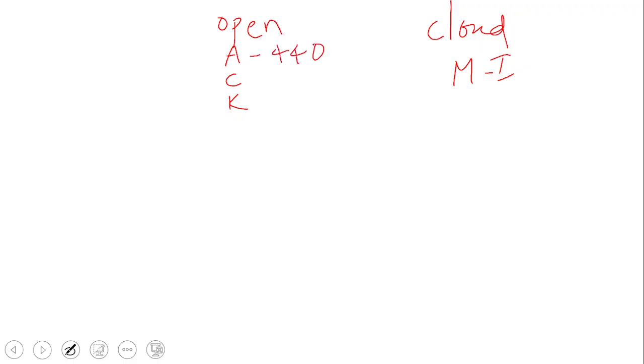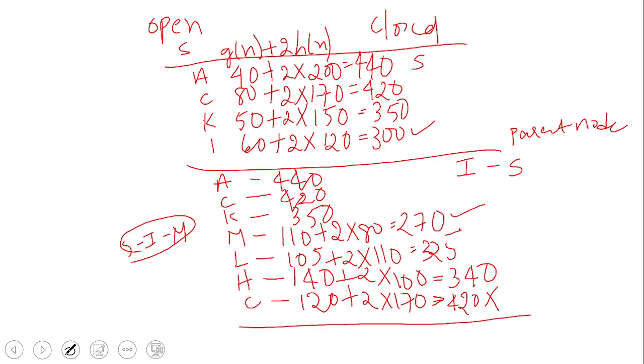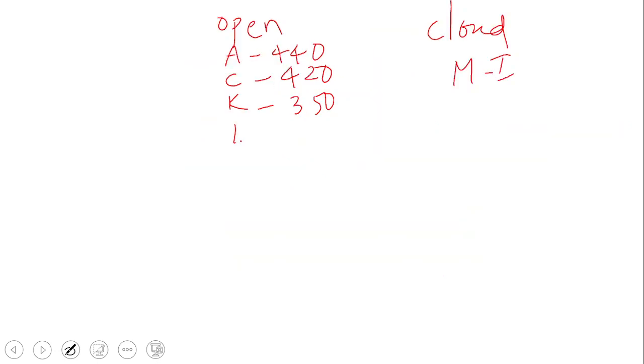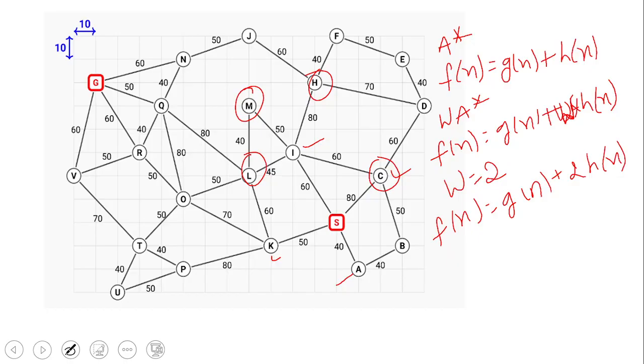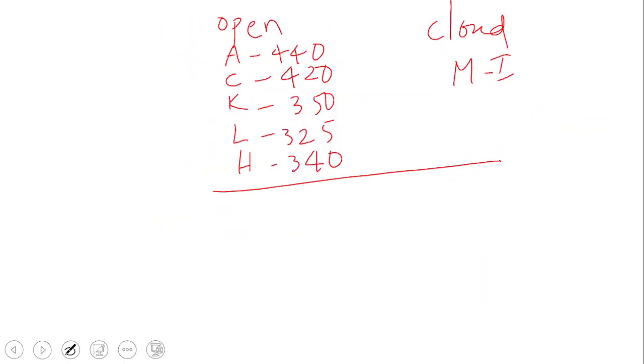So what are the nodes we are having in open list? A with 440, C with 420, K with 350, and L, H. L with 325 and H is having 340. Okay. Now we have to expand the node M. We are not having any node connected to M. So the next node is L.